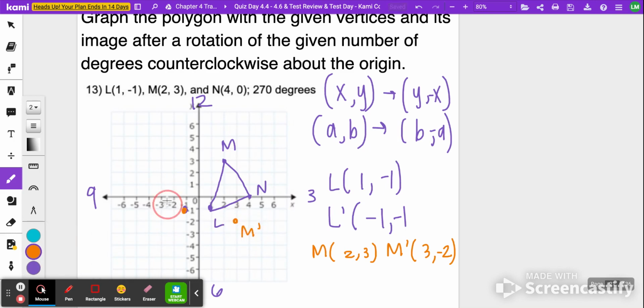The last one is letter N. N is currently at 4, 0. N prime will switch around to be 0, 4. And now this X value of 4 is going to be changing to its negative. So 0, -4 ends up here. And if you connect your points, it does look like the rotation has turned it all the way around to be around the 6 o'clock mark.